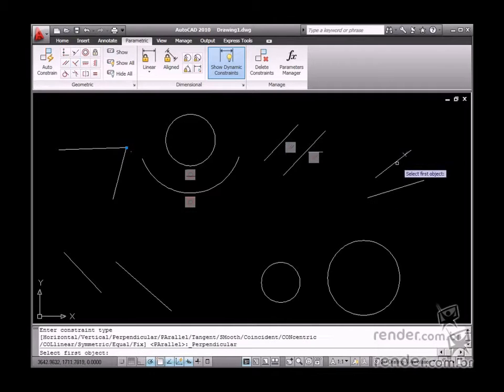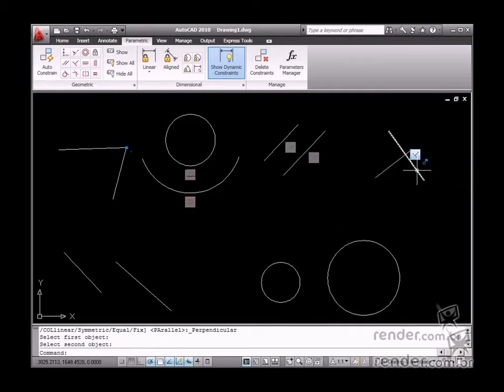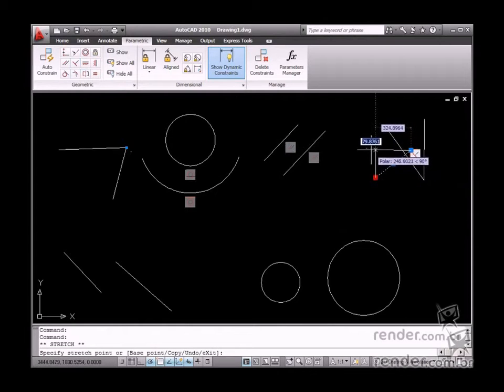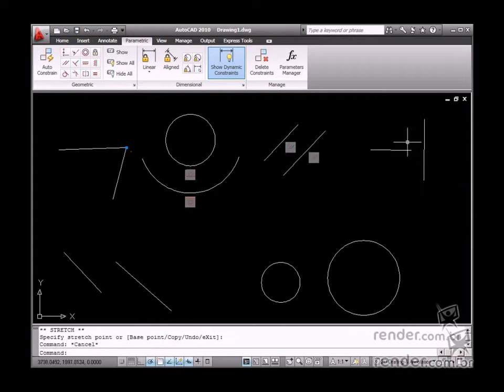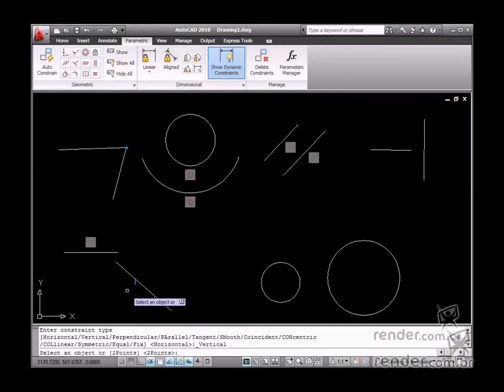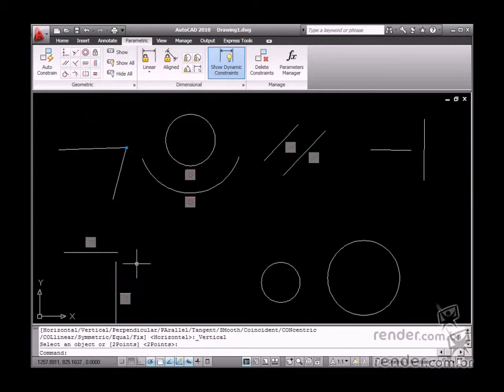Perpendicular. This constraint defines two elements placed perpendicularly, which means they are placed at 90 degree angles, as the example shows. There are also horizontal and vertical constraints, so, as their names say, they place elements at horizontal or vertical positions based on the UCS.